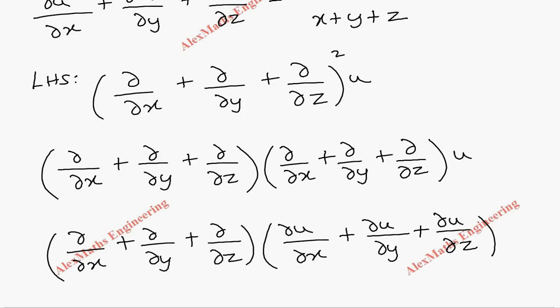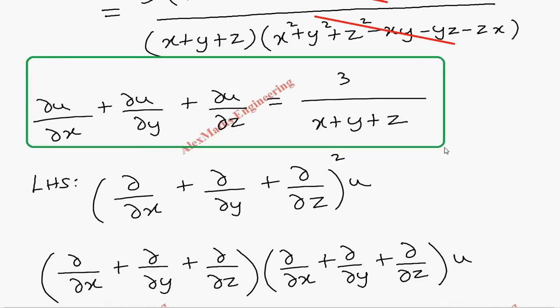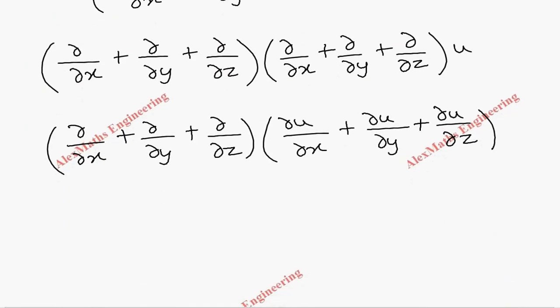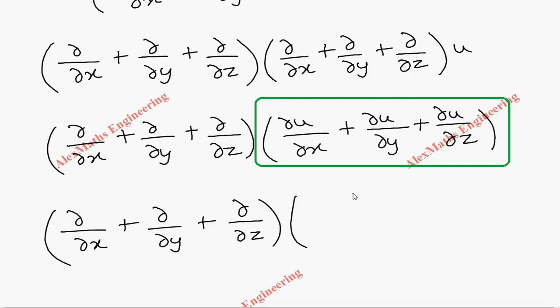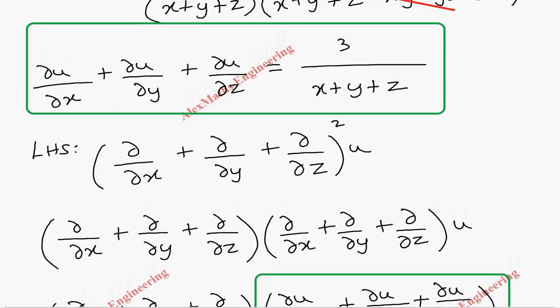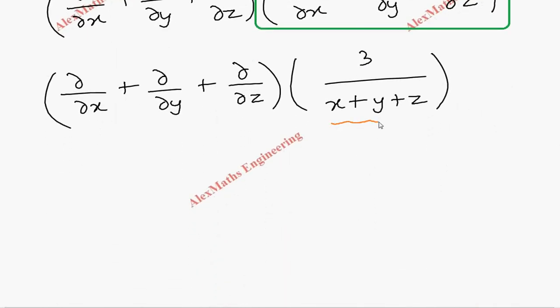Now the value of dou u by dou x plus dou u by dou y plus dou u by dou z, we found it as 3 by x plus y plus z. So this we are going to substitute for the second term here. So the first term as it is, that is dou by dou x plus dou by dou y plus dou by dou z into 3 by x plus y plus z. So we have substituted the value of dou u by dou x plus dou u by dou y plus dou u by dou z as 3 by x plus y plus z. Now this entire term we are going to multiply with each.